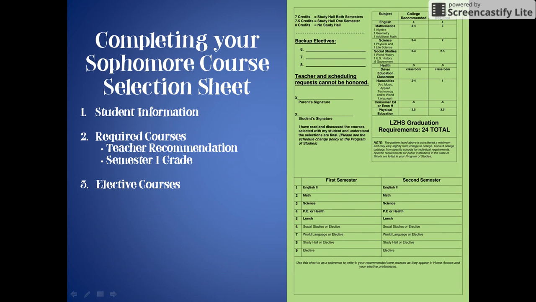If you flip to the back again, you'll notice that there's a spot for some backup electives. It's very helpful for your counselor to have some backup electives if your first choices don't automatically fit into the schedule. Make sure that you look through the sheet with your parent and have them sign as well as you sign on the back of the form. If you're interested, on the right-hand side, we do include the LZHS requirements for graduation in addition to what we recommend if you're planning on applying to college after you graduate.